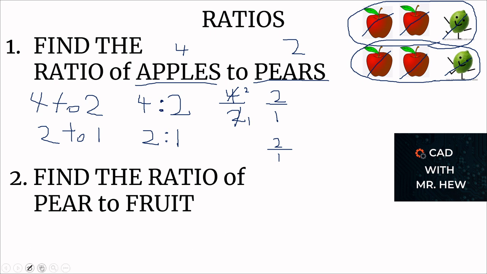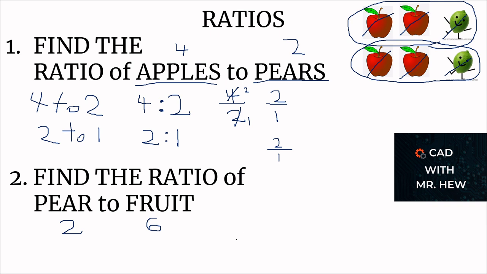All right, so question 2 now. Find the ratio of pear to fruit. All right, so let's count it now. How many pears do we have? We have 2 because we already counted it from question 1. How many fruits do we have? Let's count it. We have 4 apples and 2 pears, so that's 6. So we have 6 pieces of fruit, right?